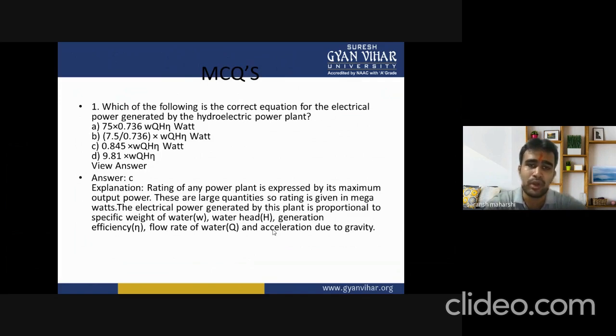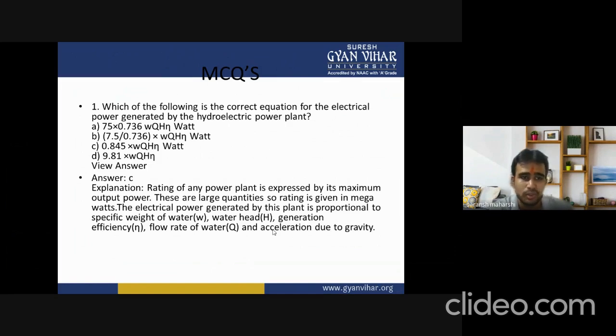Which of the following is the correct equation of the electrical power generated by the hydroelectric power plant? Option A: 75 into 0.736 watt QH. Option B: 7.50 divided by 0.736 into megawatt QH. Option C: 8.845 into megawatt QH. And the last, option D: 9.81 into megawatt QH eta.